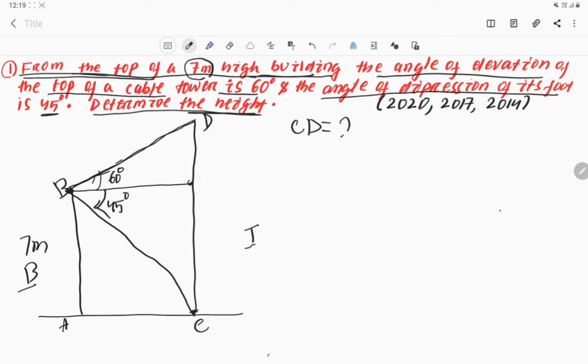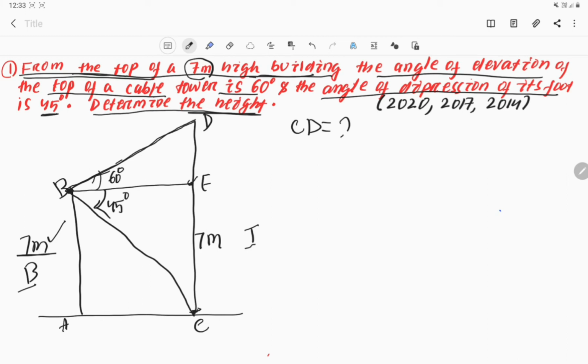Let's give this point the name E. So here we have your AB. AB is how much? AB is your 7 meters. So now CE is the side that is completely opposite to AB. So if AB is equal to 7 meters, then by default, what is the value of CE? CE is also 7 meters.